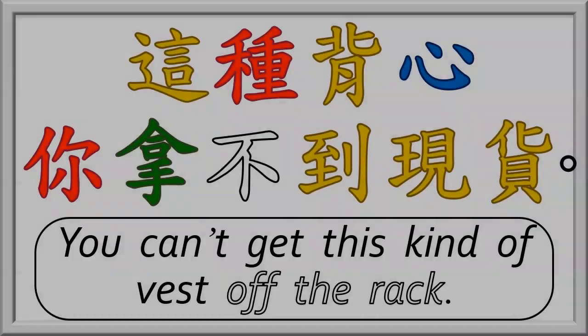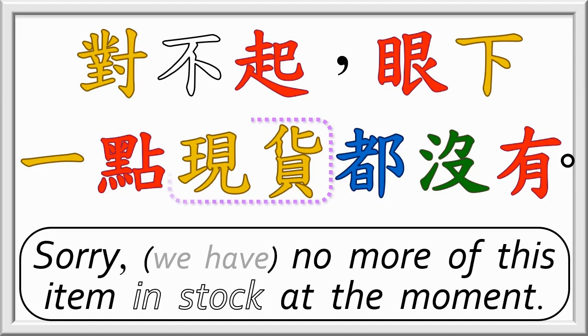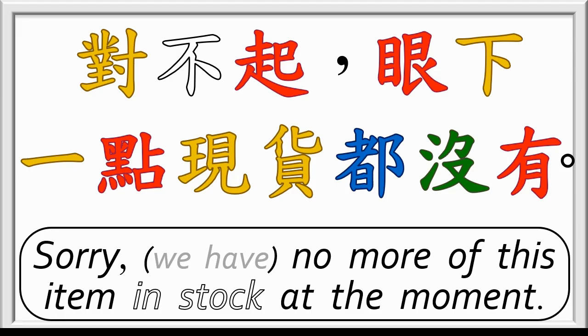Merchandise that is readily available for purchase is 现货. 这种背心你拿不到现货. You can't get this kind of vest off the rack. 对不起，眼下一点现货都没有. Sorry, we have no more of this item in stock at the moment.